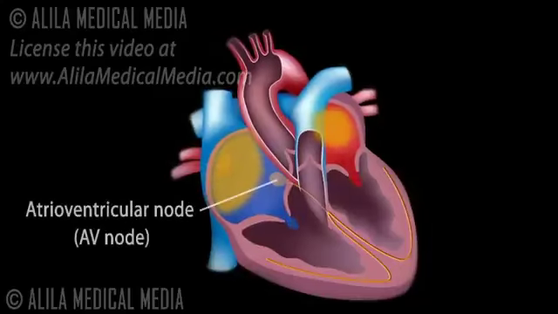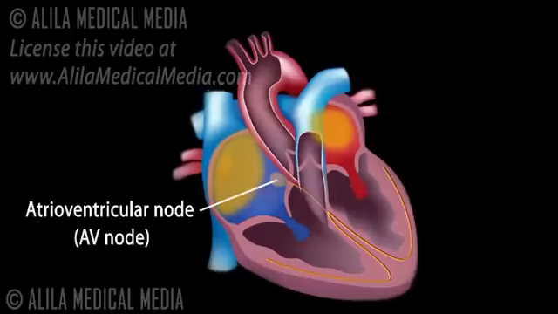The atrioventricular node, or AV node, located on the other side of the right atrium near the AV valve. The AV node serves as an electrical gateway to the ventricles. It delays the passage of electrical impulses to the ventricles. This delay is to ensure that the atria have ejected all the blood into the ventricles before the ventricles contract.